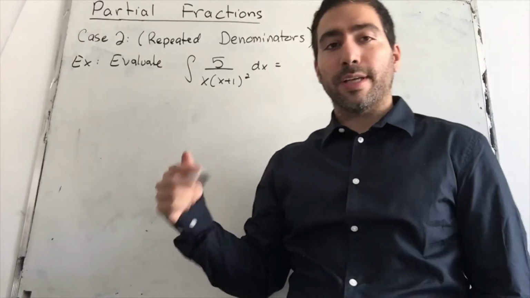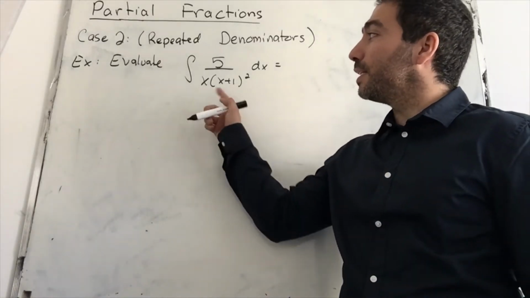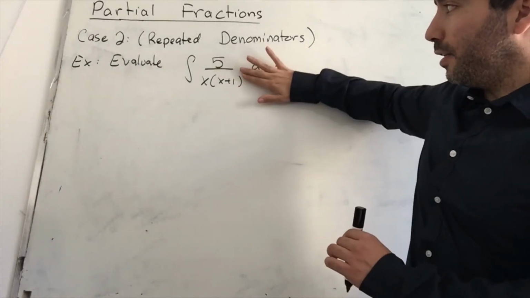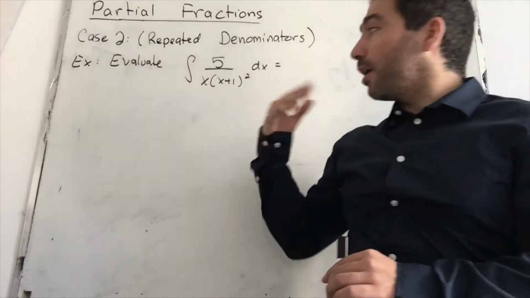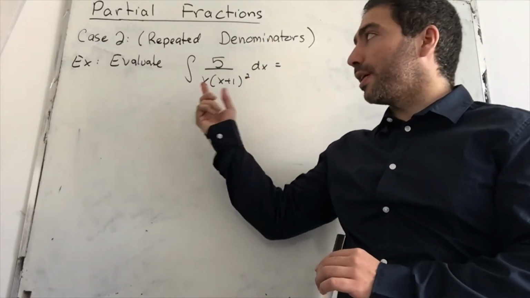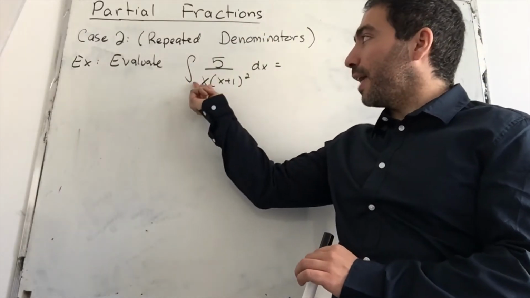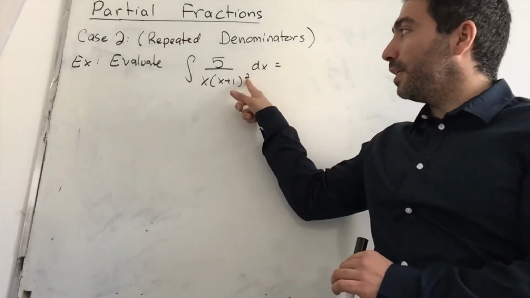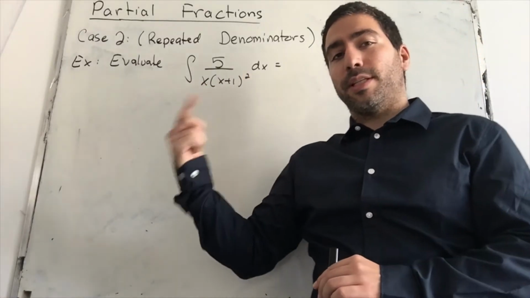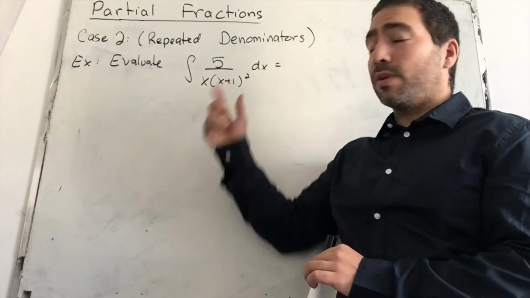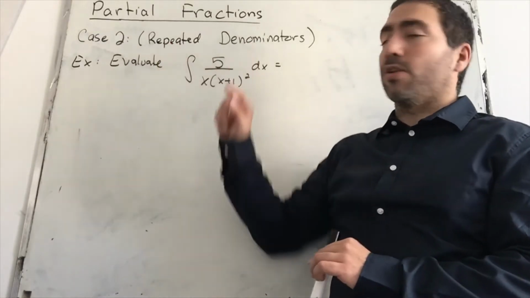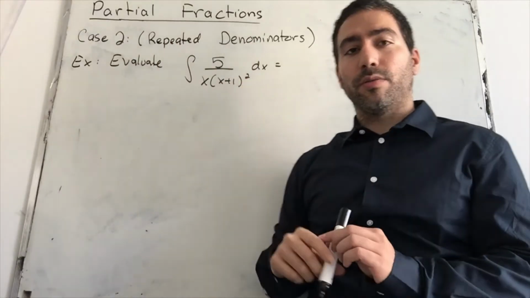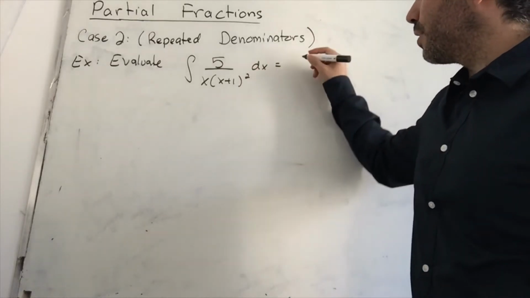The next thing you have to do is identify the denominator. So in this case here, if there was no squared here, this would just be a distinct root case, or case 1, because we had x and x plus 1. Since we have the squared here, it now becomes a different case because we have x and x plus 1 with a repeated denominator because we have the exponent 2. So how do we break this up?